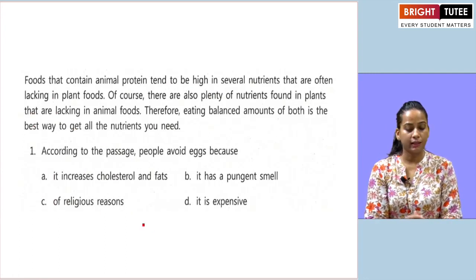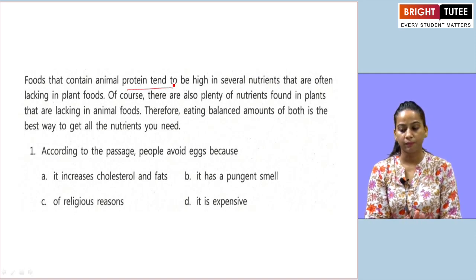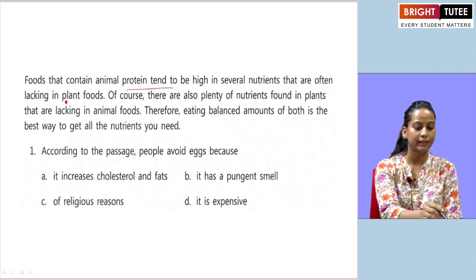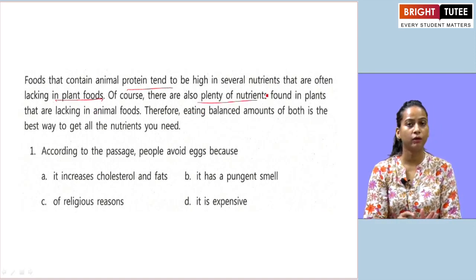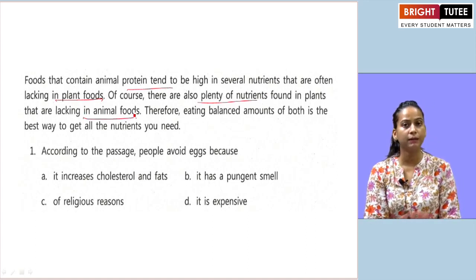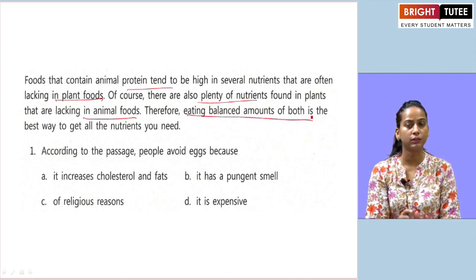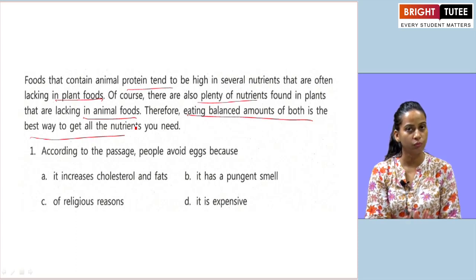Foods that contain animal protein tend to be high in several nutrients that are often lacking in plant foods. Of course, there are also plenty of nutrition found in plants that are lacking in animal foods. Therefore, eating balanced amount of both is the best way to get all the nutrition you need.